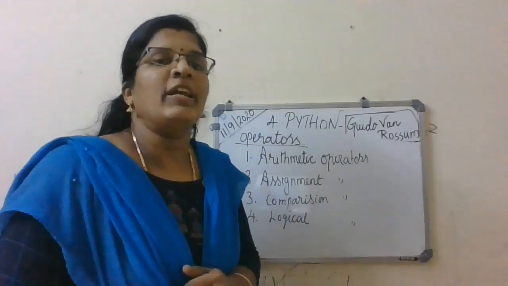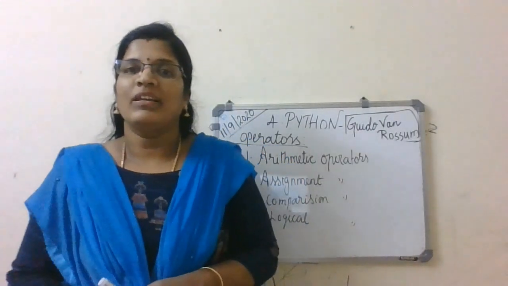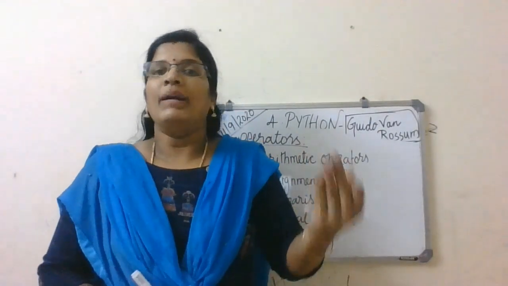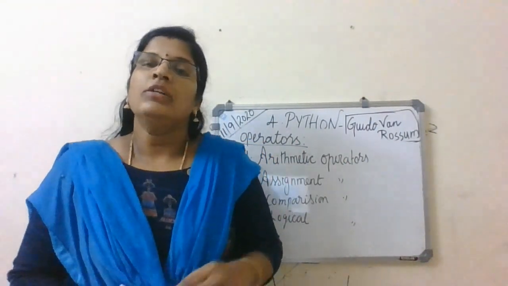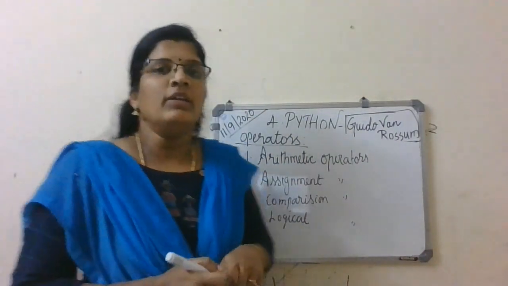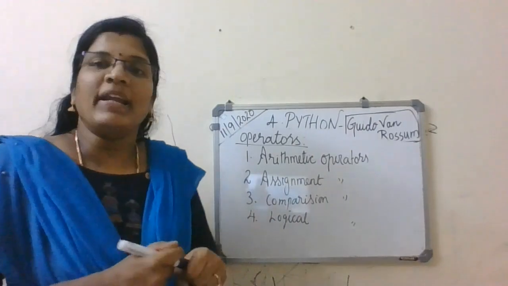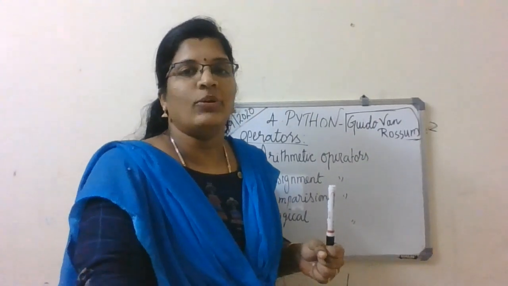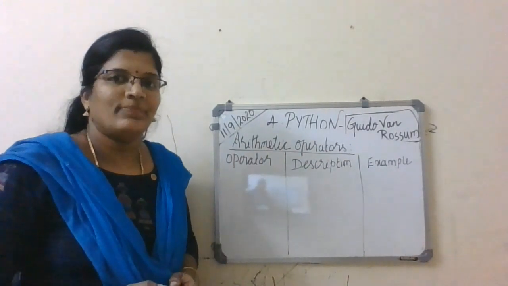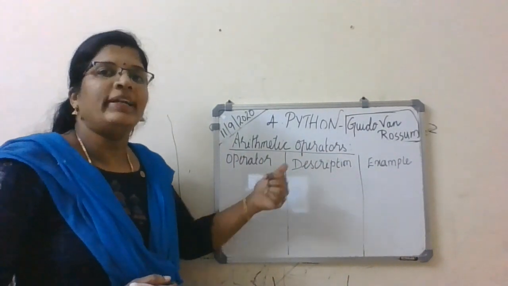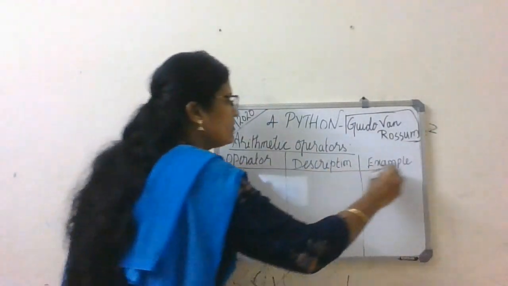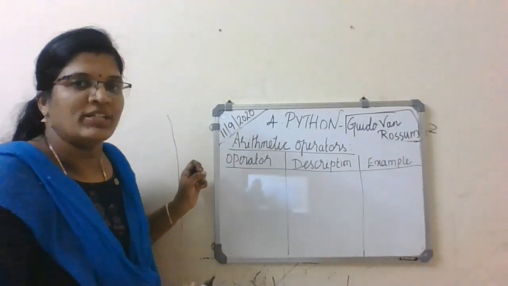Do you know what is meant by arithmetic operations? Yes, addition, subtraction, multiplication and division, right? All those four come under arithmetic, and two more are also there. Let me write an example on a separate page, then you will understand. First one is arithmetic operators. Let's see what the operators are, their descriptions, and with one example we will see.